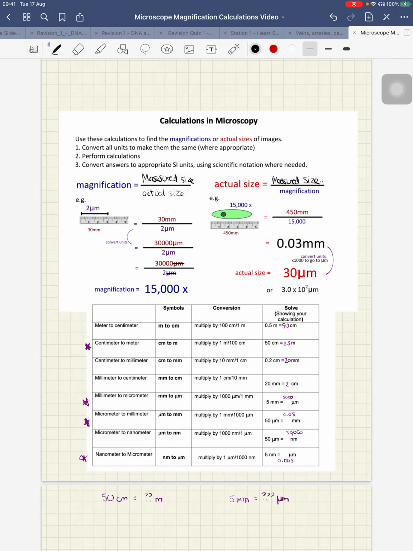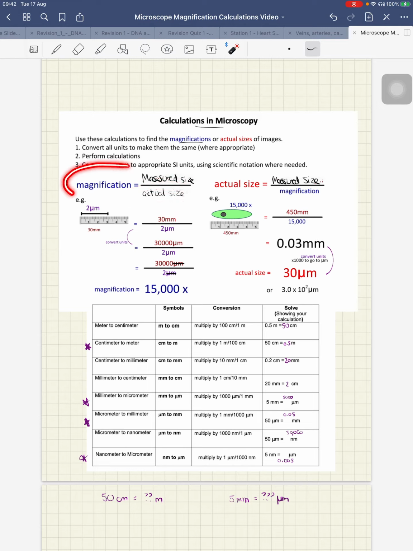Okay, so this video is going to look at a little bit about how to do microscope and magnification calculations. There are kind of two things we need to do here. First, there is this idea of calculating magnification. Now, magnification is the measured size of something over the actual size.